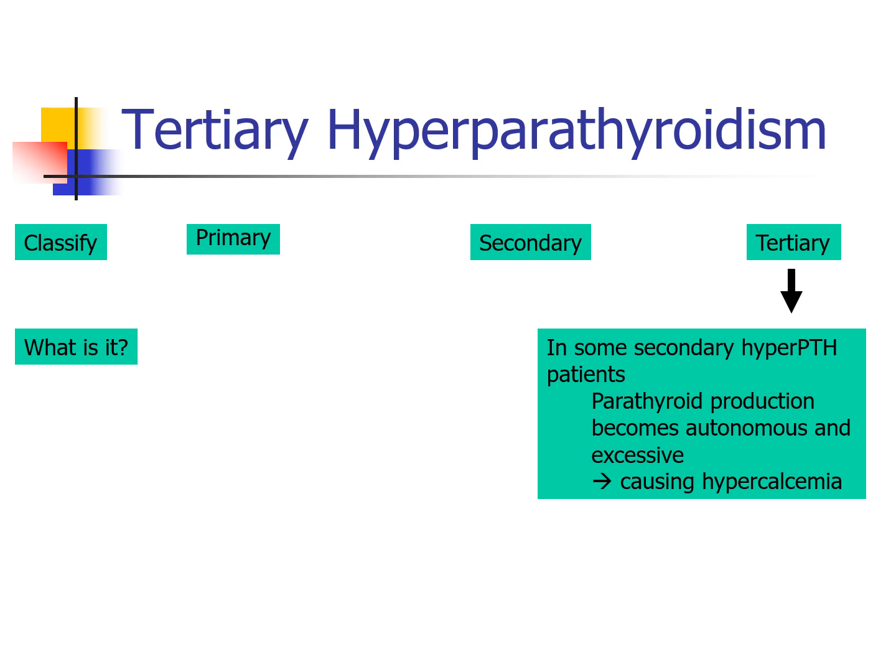Some patients with secondary hyperparathyroidism may develop tertiary hyperparathyroidism. After a prolonged period of secondary hyperparathyroidism, the parathyroid gland can autonomously produce parathyroid hormone excessively, and this causes hypercalcemia.